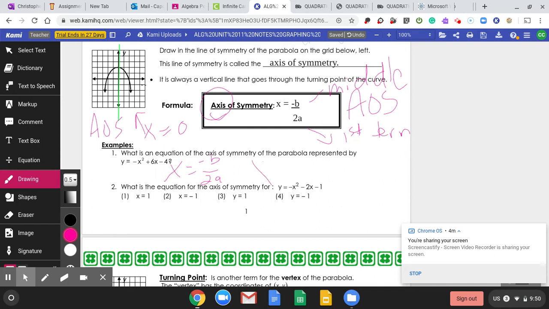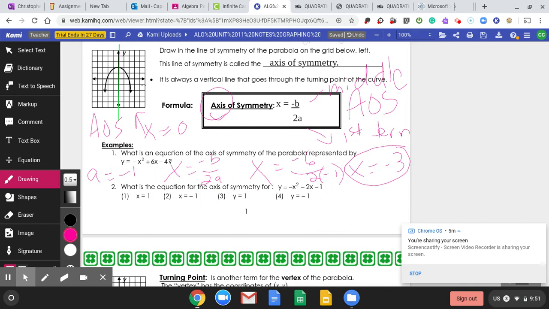So it's x equals negative b. So I'm going to write negative 6, because 6 is my b. All right, and my a is negative 1, and my b is 6. So I want negative 6 over 2 times negative 1. And that's going to give me negative 6 over negative 2. And negative 6 divided by negative 2 is negative 3. All right. So my axis of symmetry, or the line down the middle, would be on negative 3.